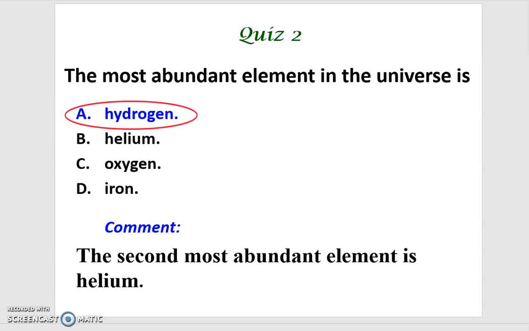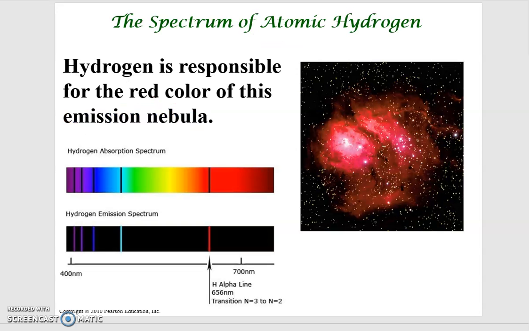And the answer is hydrogen, because hydrogen is the simplest structure of atoms that could be formed. So usually this is the first one formed within the core of the star. This will actually play a crucial role, because for a lot of stars we can observe the color of that. So how do we know inside the core of the star they have the hydrogen atom there?